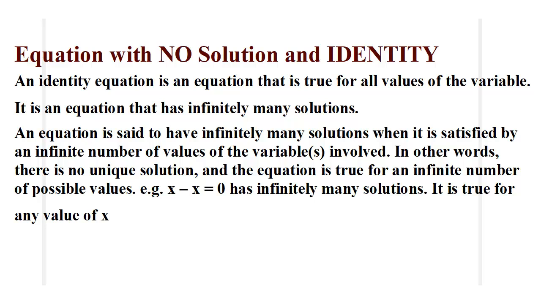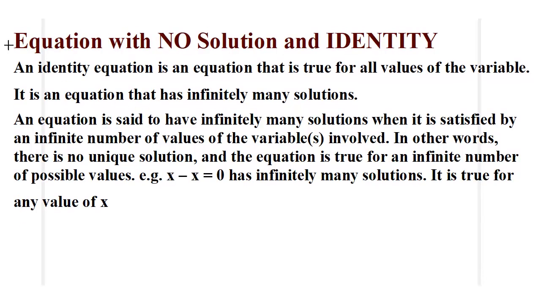So in this video we want to look at equations with no solution and identity. Now the first thing is, when we say an equation has no solution, let me start from there. An equation is said to have no solution when the variable involved in the equation cannot be determined. For instance, if I say 2x minus 3 is equal to 5, and after solving it I could not determine the value of x, then this particular equation is said to have no solution.